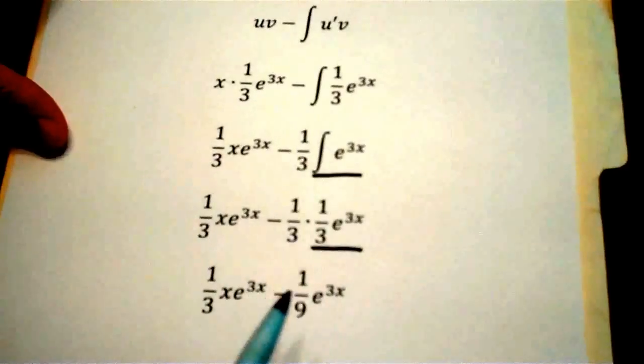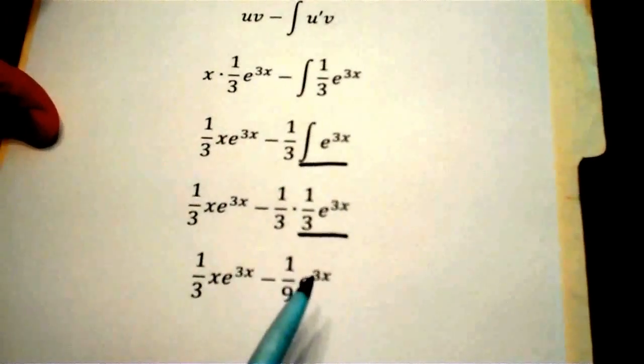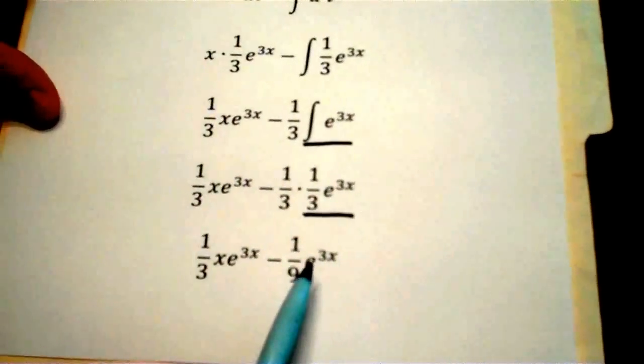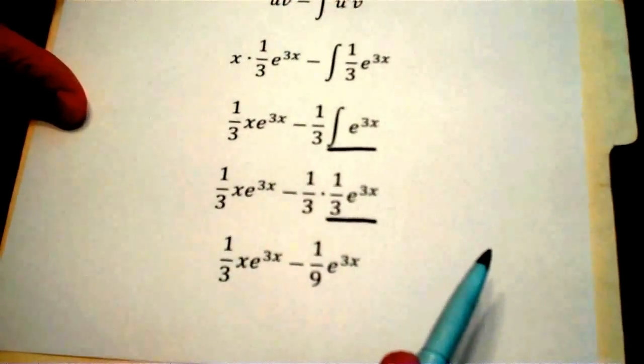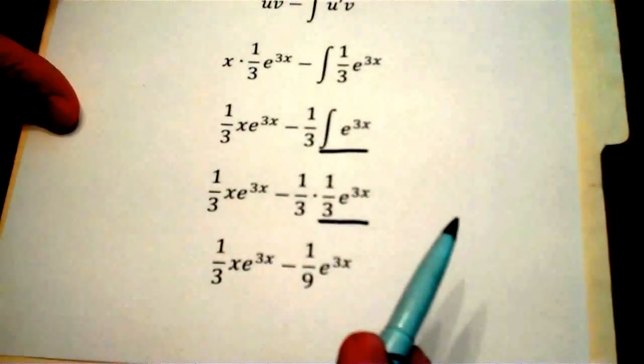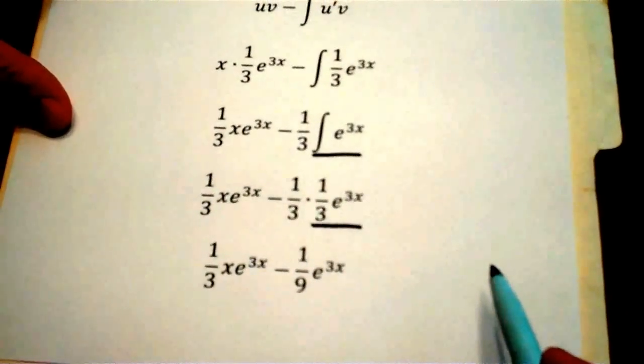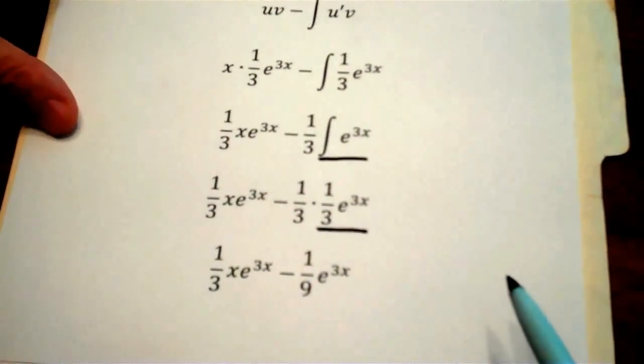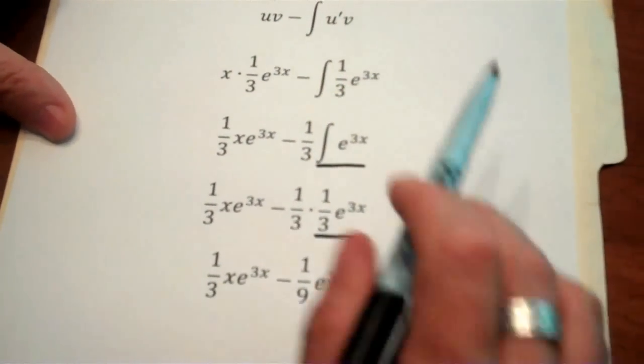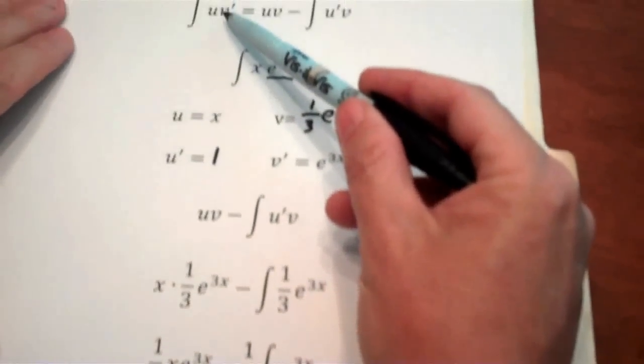And now I'm done. I've integrated by parts, and you'll notice that the e to the 3x appears in both parts. Someone made the comment in class, you mean I have to integrate the e to the 3x twice? And yes, that's the beauty of this problem. Remember, at the beginning we had a v prime.